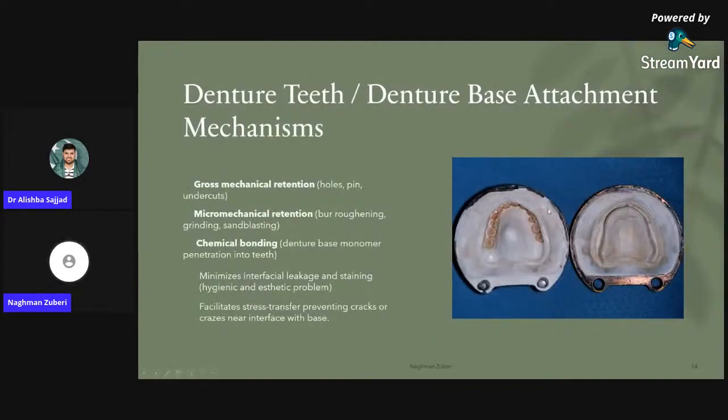Well, retention of these teeth with the denture base can be achieved by gross mechanical retention, as I have already mentioned about the holes, pin, and undercuts. Micromechanical retention is also possible using burr roughening, grinding, sandblasting, etc. And chemical bonding is possible only in the acrylic teeth, the denture base monomer penetration into the teeth. So it minimizes the interfacial leakage and staining, hygienic and aesthetic problem, and facilitates the stress transfer, preventing cracks or crazes near the interface with base.